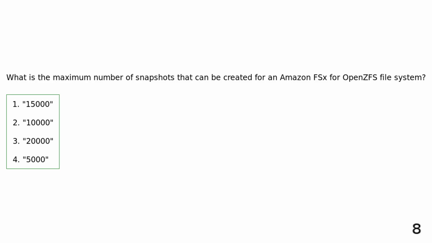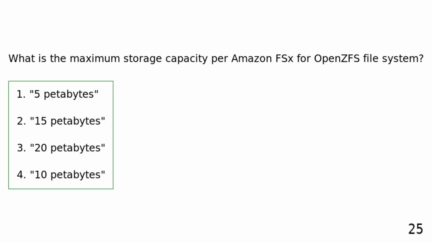What is the maximum storage capacity per Amazon FSx for OpenZFS file system? 5 petabytes. 15 petabytes. 20 petabytes. 10 petabytes. Amazon FSx for OpenZFS supports up to 15 petabytes of storage capacity per file system.